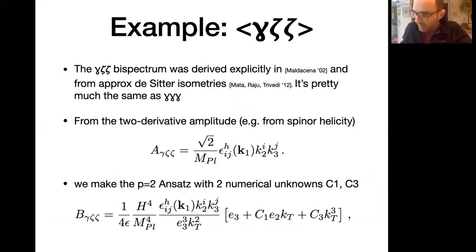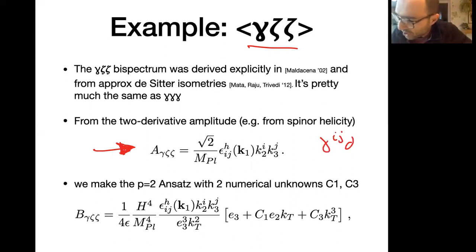Let's do gamma zeta zeta. This was also computed by Maldacena, and then again, it was rederived using the zeta isometries in this paper. And actually this one is just as easy. And in fact, the calculation is very similar. So again, we start from an amplitude. You tell me what it is, the amplitude that you want it to correspond to in flat space. This is just the standard amplitude that you would have from an interaction of the form gamma ij, di phi, dj phi, if you want to have some intuition. But you don't need to write down this. You can derive this amplitude exclusively based on, let's say, spinor helicity formalism, if you like to.